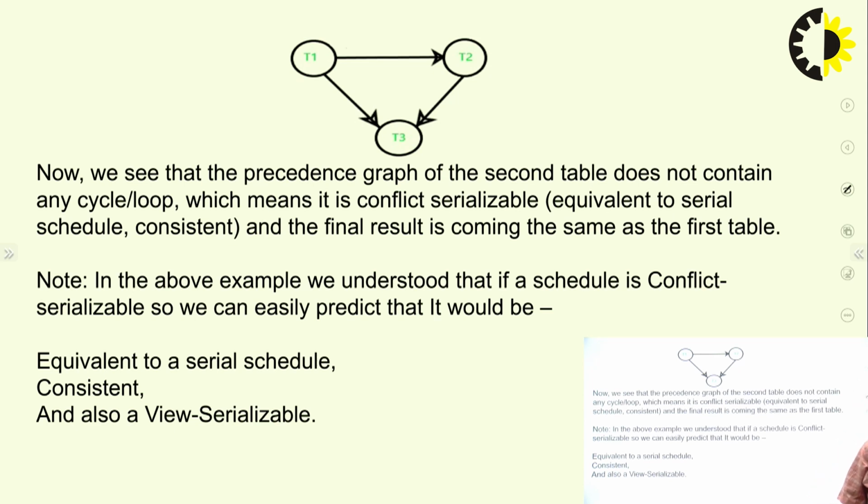So, in the above example, we understood that if a schedule is conflict serializable, we can easily predict that it will be equivalent to a serial schedule, can be consistent, and also view serializable.